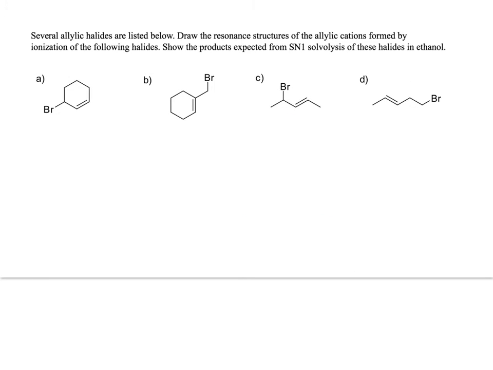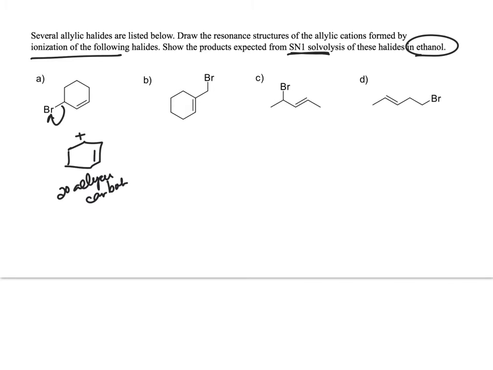Several allylic halides are listed below. Draw the resonance structures of the allylic cations formed by the ionization of the following halides. Show the products expected from an SN1 solvolysis in ethanol. This is kind of like what we've been doing. The bromine leaves, and then you have this secondary allylic carbocation, and you're going to have ethanol as your nucleophile, and it's going to come in and form this ether.